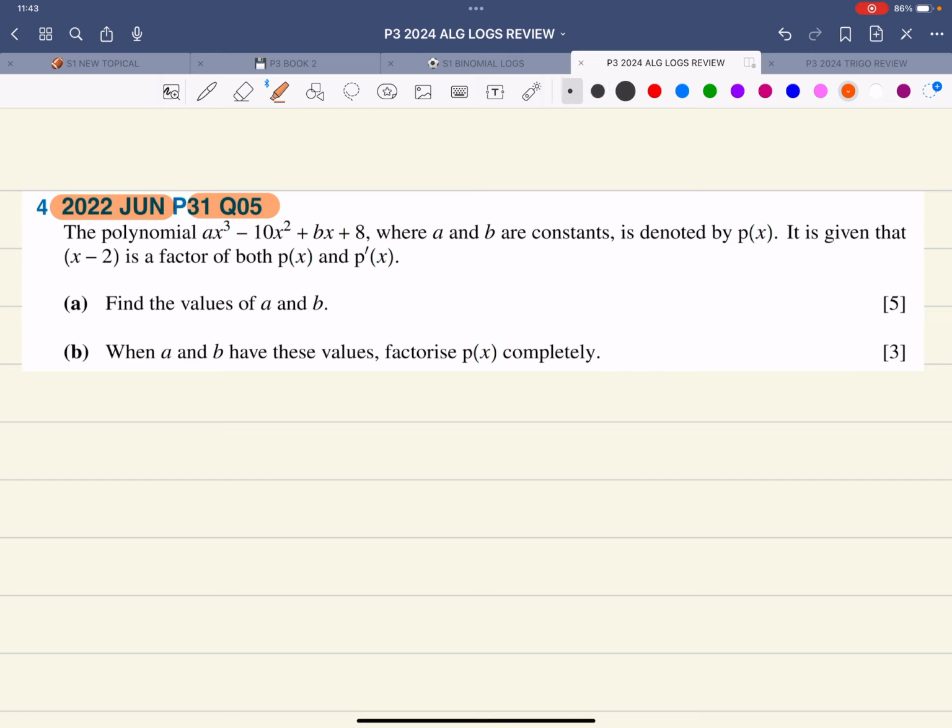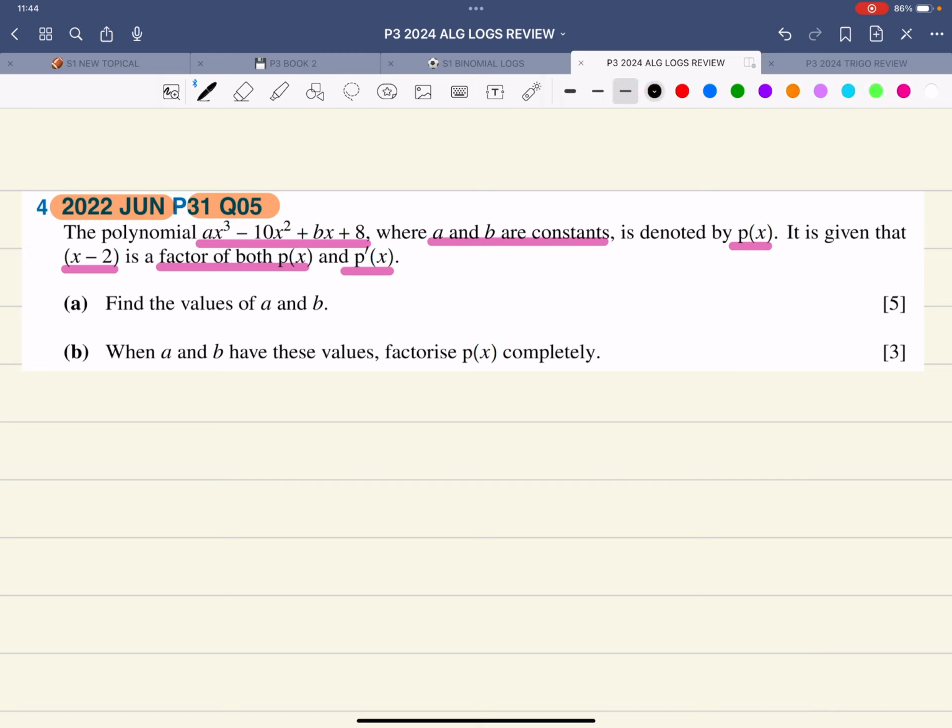Now let me highlight this thing. The polynomial ax cubed minus 10x squared plus bx plus 8, where a and b are constants, is denoted by p(x). It is given that x minus 2 is a factor of both p(x) and p prime x. Differentiation is also there, just a basic differentiation.